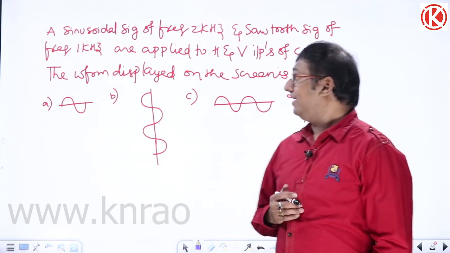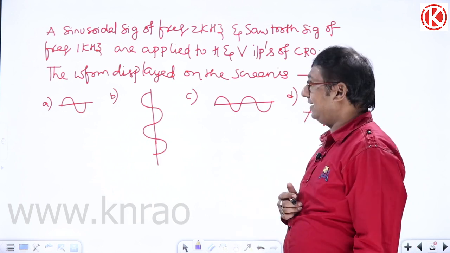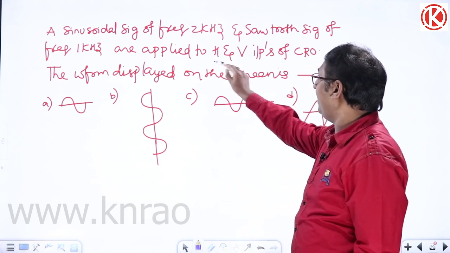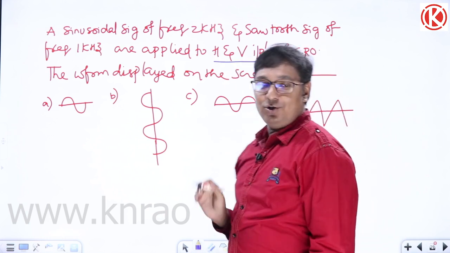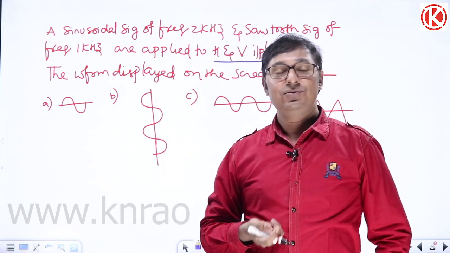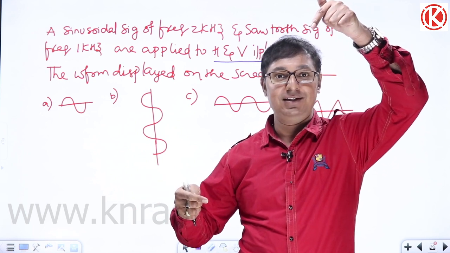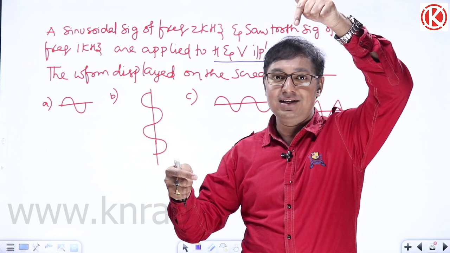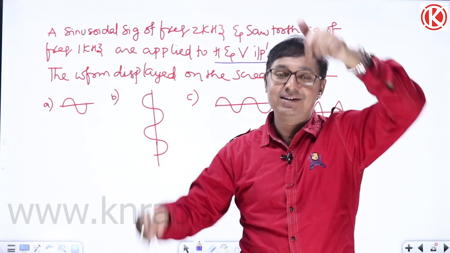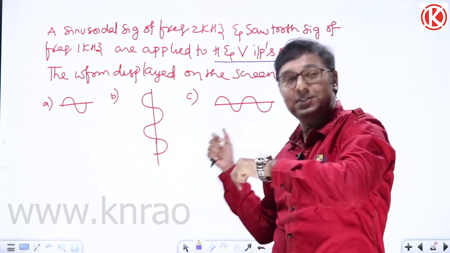Next question. A sinusoidal signal of frequency 2 kHz and sawtooth signal of frequency 1 kHz are applied to horizontal and vertical inputs. Hope the statement appears similar, but here the inputs applied are different. For what we have learned, Y input is any unknown signal, X input is internally generated sweep signal. Yes or no? This is unknown signal, this is internally generated sweep signal. Whereas now I am reversing. This is sweep signal, this is sinusoidal signal.